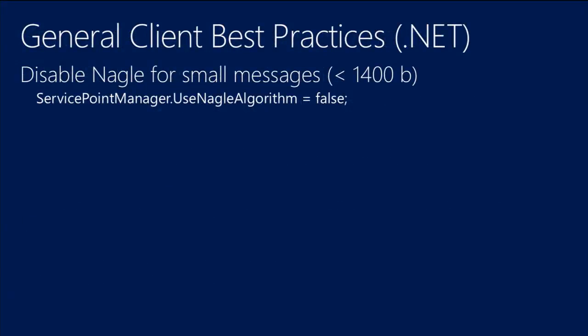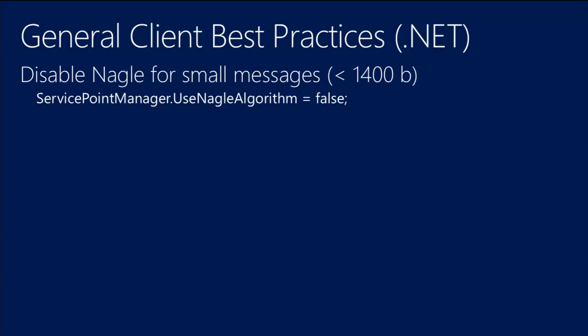All right, so some general .NET client-specific best practices. Service Point Manager has a bunch of big, awesome flags that you want to look at, but you've got to be careful to set these as the very first thing in your application through the app config, because it caches the service points, meaning that if you set them after you make a request to a given endpoint, it's not going to affect the behavior.